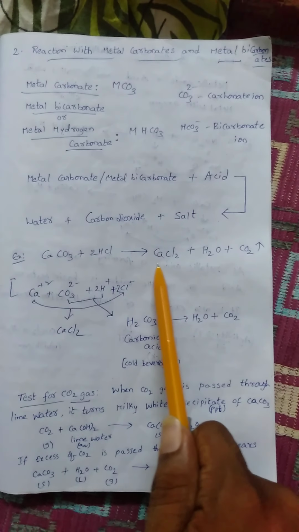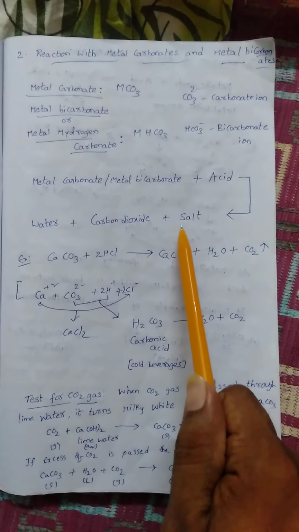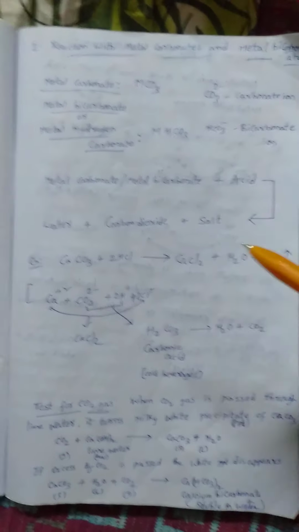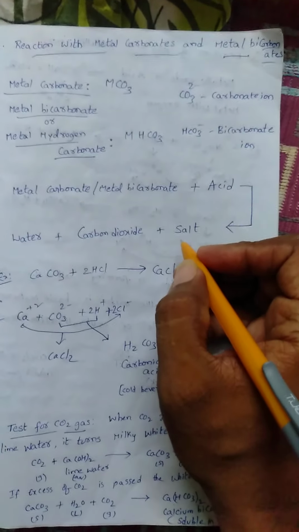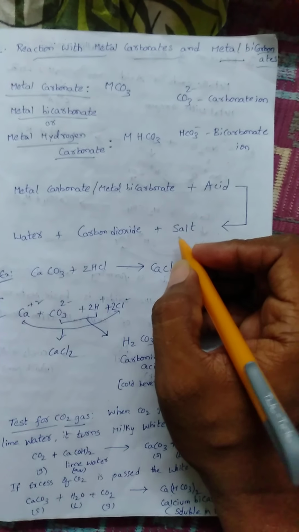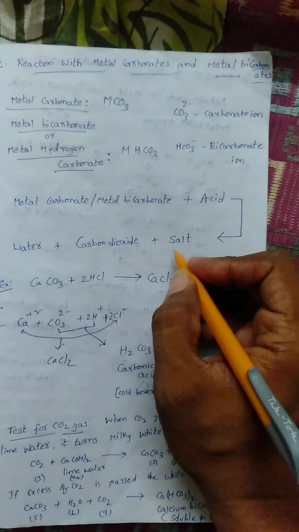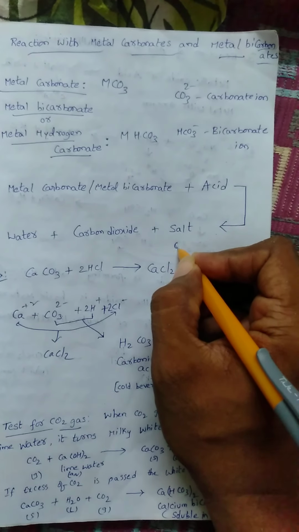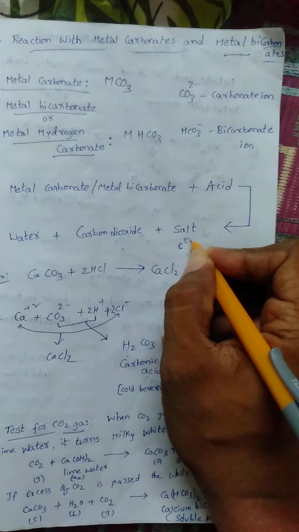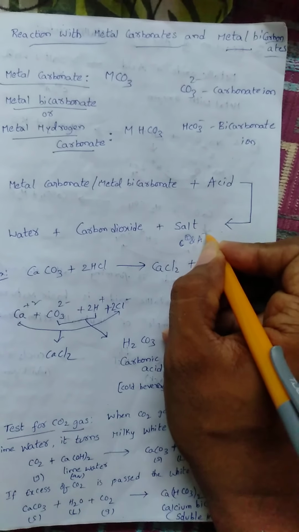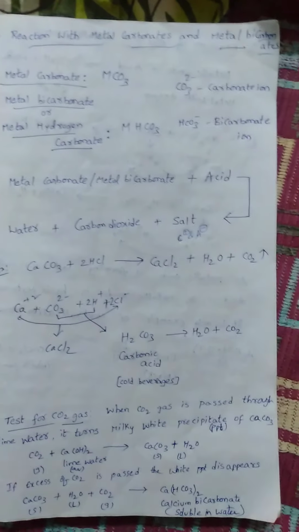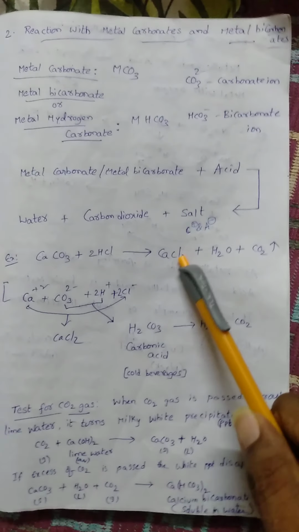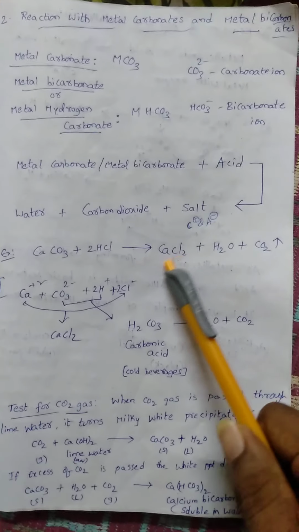Let's see what salt is. Remember friends, salt means a combination of cation and anion. Don't assume that NaCl is the only salt. NaCl is said to be table salt or common salt. Salt means which contains a cation and anion. For example, here calcium is a metal which is the cation, Cl minus is the anion. These two in combination are said to be a salt.